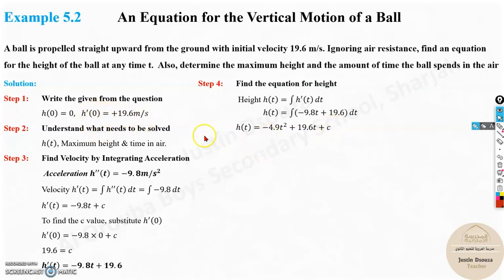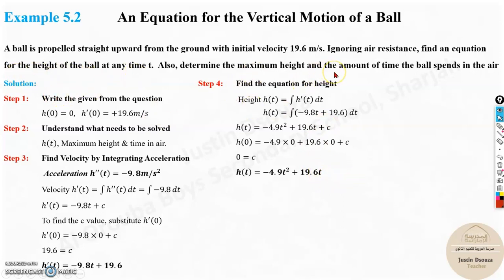Substitute. It will be 19.6. Sorry, it will be 0. So substitute over here everywhere where t is there as 0. Over here, t is 0. What is h of 0? Initial height is 0. That is equal to this. All goes, and what is remaining? C. That is equal to 0. So the equation for the height of the ball at any time t is negative 4.9 t squared plus 19.6 t. C is 0, so we don't write it. The first part is over.